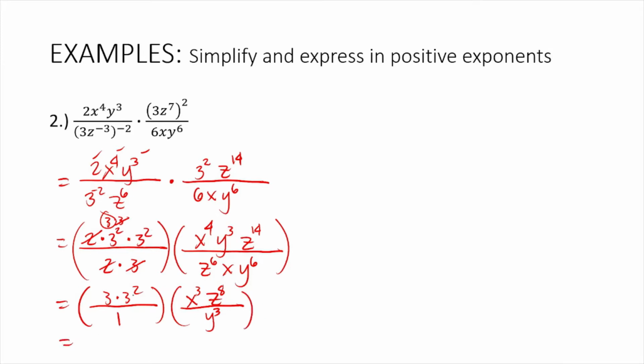Okay. Then that would be what? 3 times 3 squared. So 3 times 3 times 3, that would be 27. Right? And then x cubed times z raised to the power of 8 all over y cubed. Okay, so this is now the final answer.